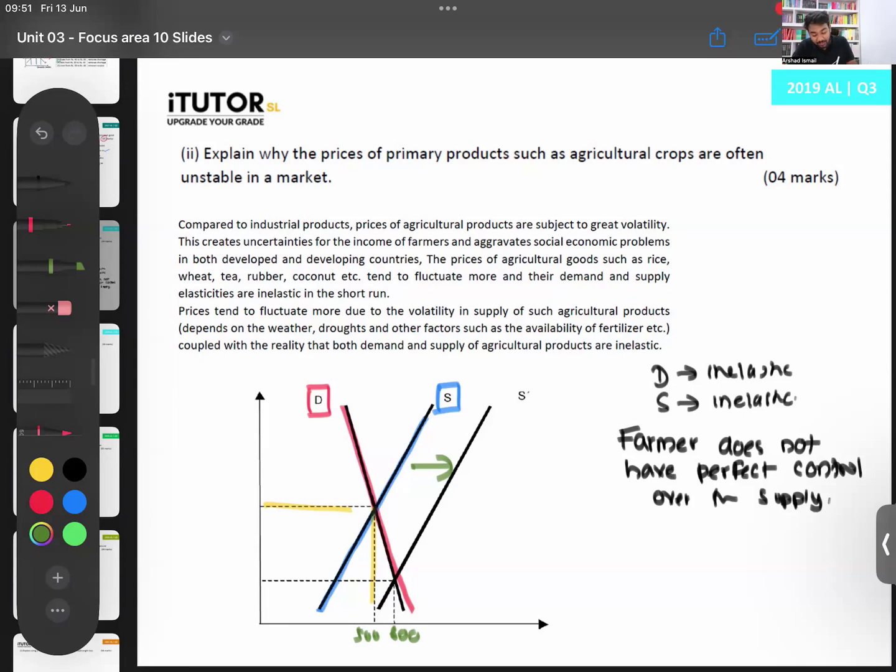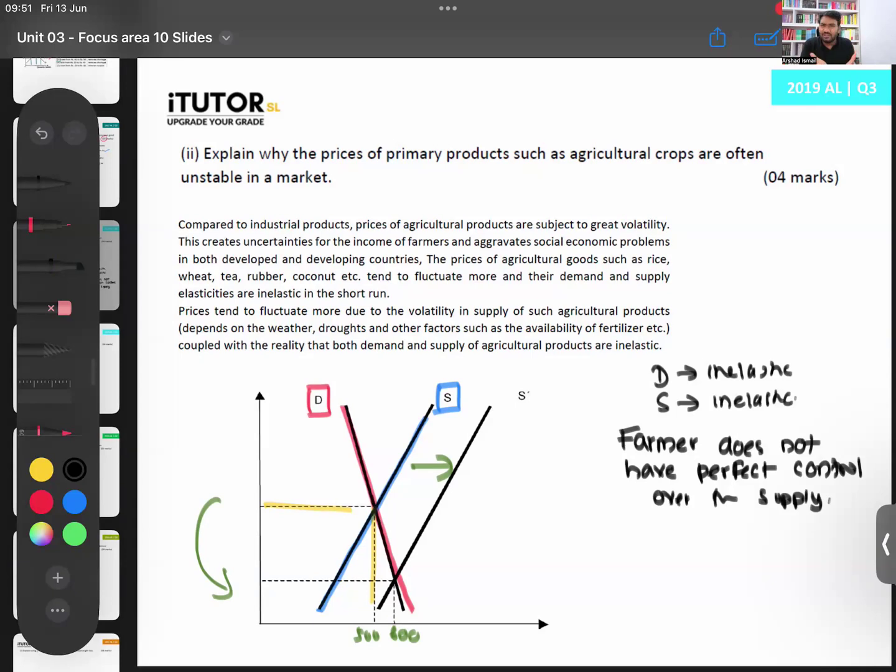But look at what happens to the equilibrium price level. Because of a small increase in the supply, the price falls so much. And that is why it's unstable, Lamai. Same thing works the other side. Now, what if, Lamai, there is a small reduction in the supply?